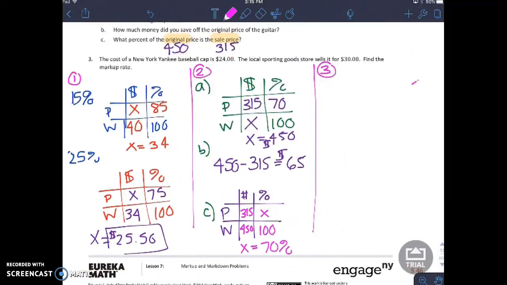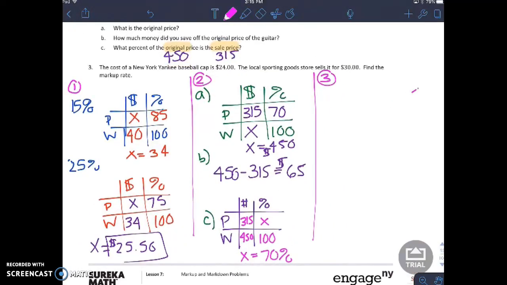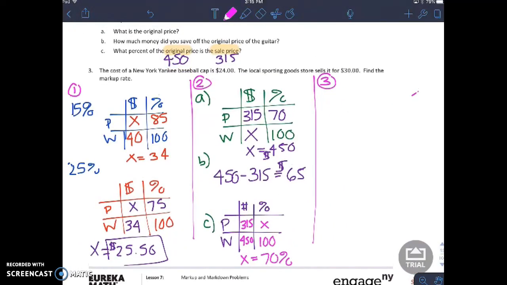All right, these videos cut off at 15 minutes, so I'm not going to have time to take you through number 3, which means you're on your own. But when it says find the markup rate, they're just asking for find the percent that they raised the price in order to sell it to people. So I hope that's enough of a clue for you. Good luck with that last one, and hope you learned something.